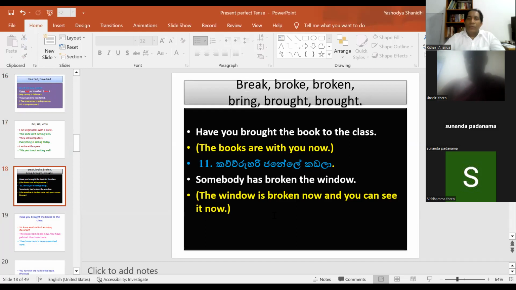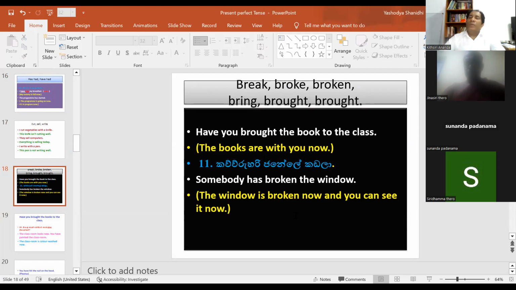Now I just asked, have you brought the book to the class? When I raise that question by using the present perfect, I mean, is the book with you right now? When you say, yes, I have brought the book to the class, the action is bringing. It is finished and gone to the past. But the result, having the book with you, is right now.